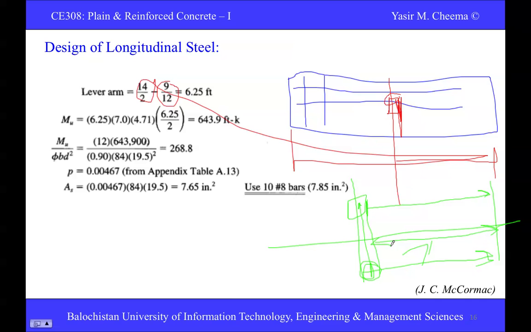So the moment produced here is 6.25 into 7 into 4.71. 4.71 is simply the upward earth pressure, the soil pressure, and 6.25 and 7 is the hatched area. It's just the area on the other side of the column face, and this we multiply with the moment arm, half of the 6.25, this dimension. Let me make it very clear again.